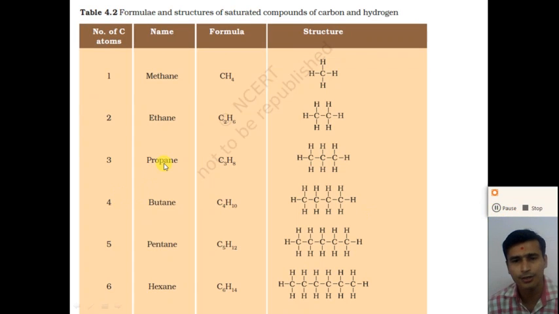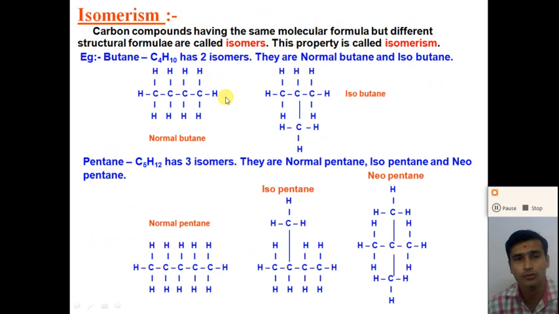In this type of hydrocarbon, the carbon atoms are joined in a chain form, but the carbon atoms can also be joined in a branched form, and these are called isomers of the hydrocarbons, right? So what do you mean by isomerism and isomers? Carbon compounds having the same molecular formula but different structural formulas are called isomers. This property is called isomerism.